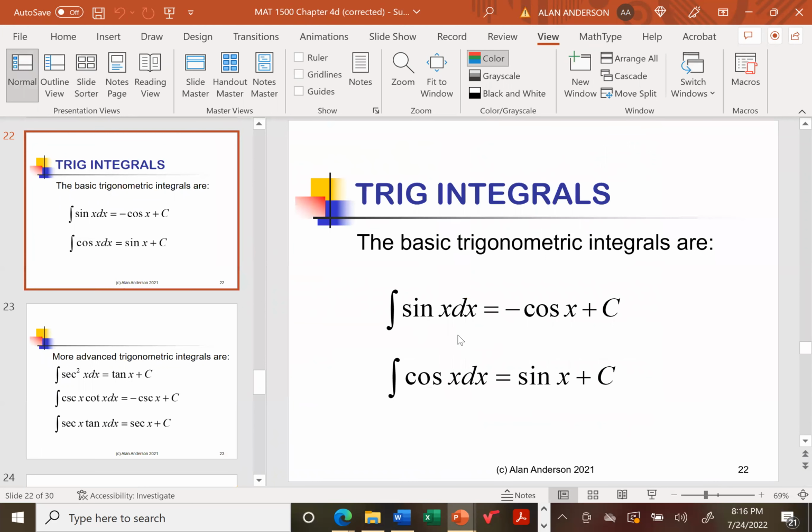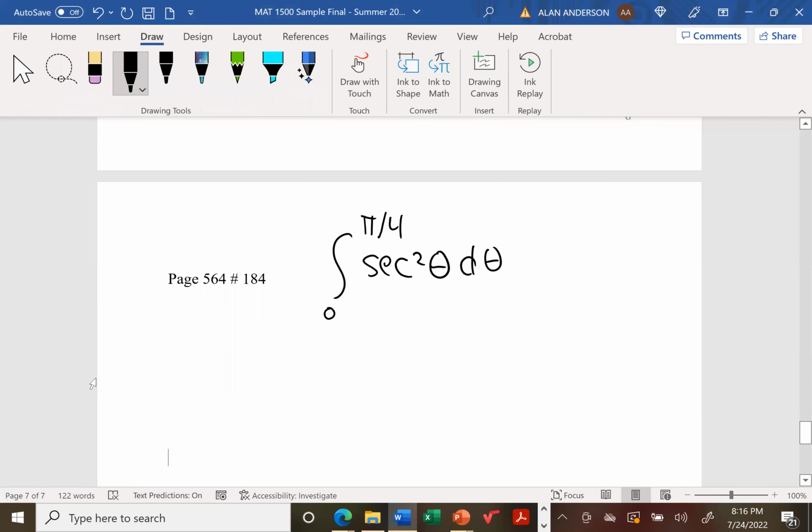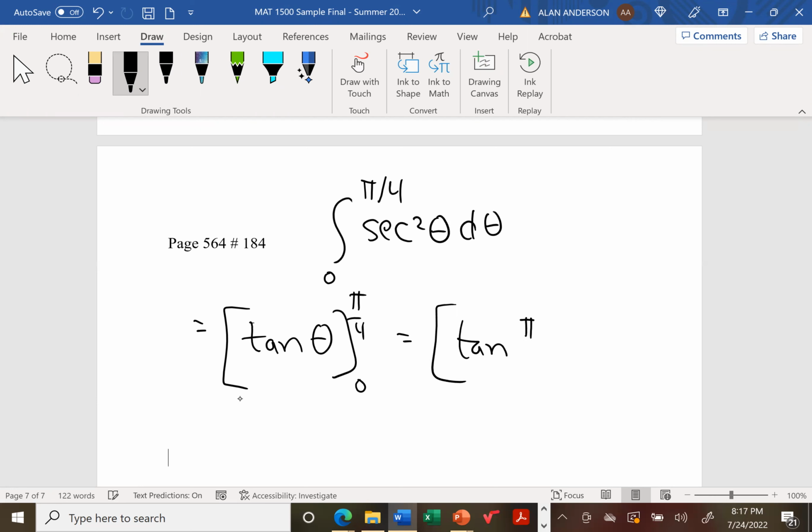Now, the one we need is secant squared. And guess what? This one is already here. The integral of secant squared x is simply tangent x. So guess what? We're all set. Of course, we still have to evaluate it, but we're going to have tan theta. Now, this notation means that we're going to take the tangent of pi over 4 and subtract the tangent of 0. That's what we're actually doing here.